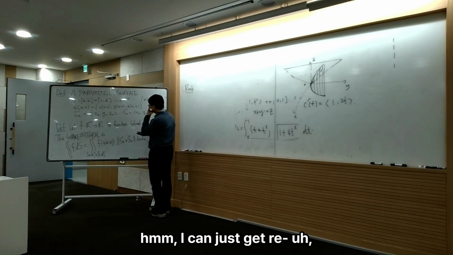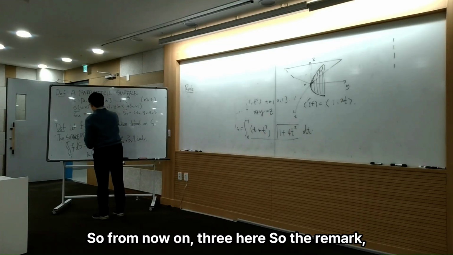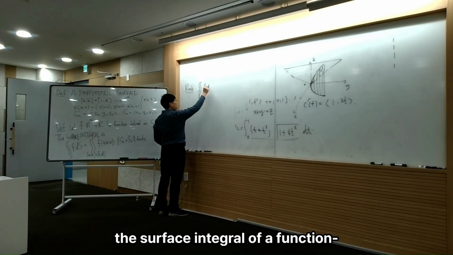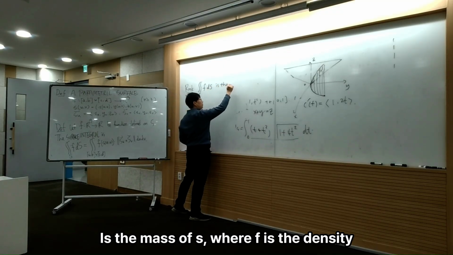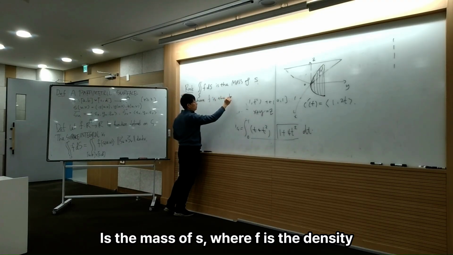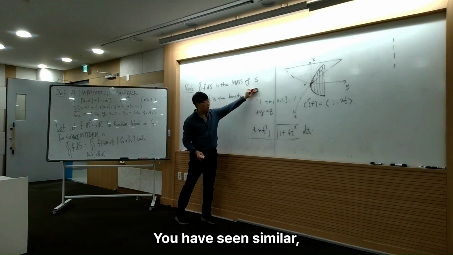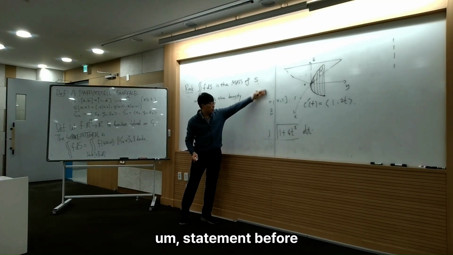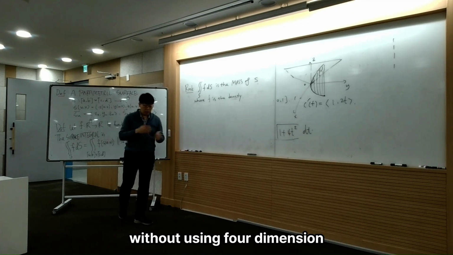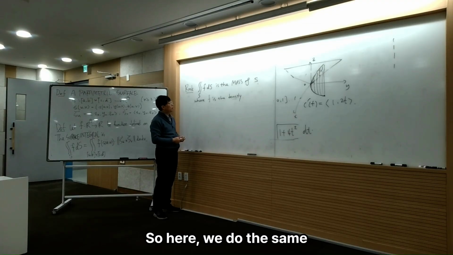So let me think about the meaning of this. Maybe I can just think of this n as always 3. So from now on, 3 here. The remark: the surface integral of a function is the mass of S, where F is the density. You have seen a similar statement before, when we talked about the meaning of the triple integral. The only way we can make sense of the triple integral without using 4 dimensions is using the density and mass notation. So here we do the same.